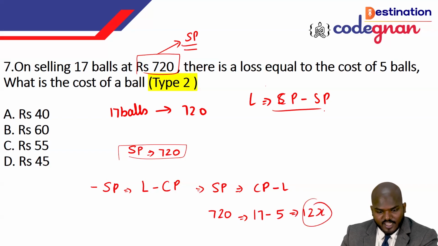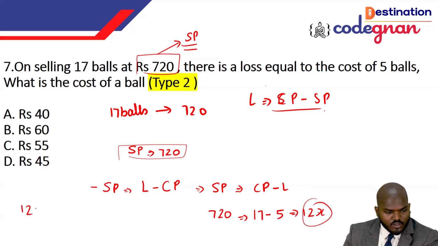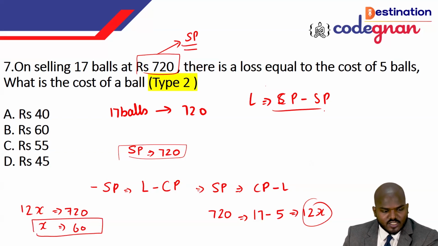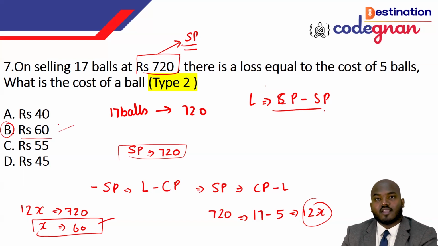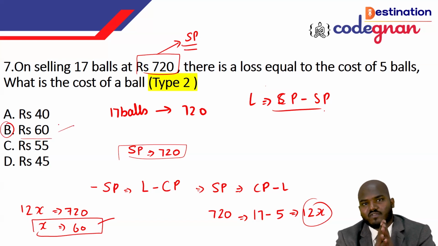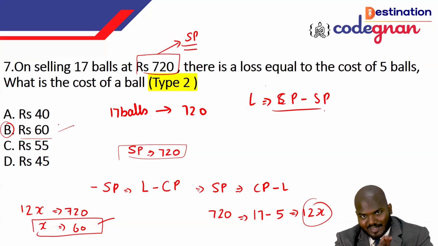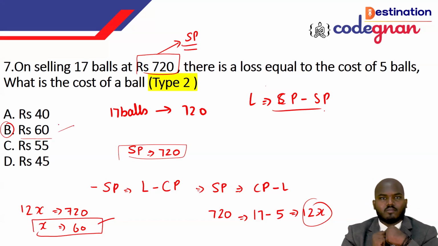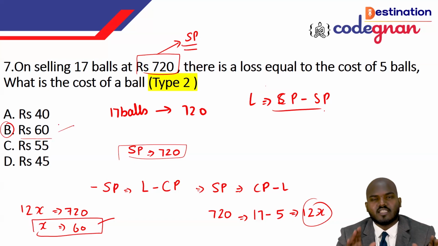You can call it x, and you can say that 12x is equal to 720. So x is equal to what? Each ball costs 60 rupees here. So option B is the correct answer. This is the same thing you dealt with in the last question with respect to profit. Make sure you apply the simple formula and move on the logic, and you can get the answer in an easy way.